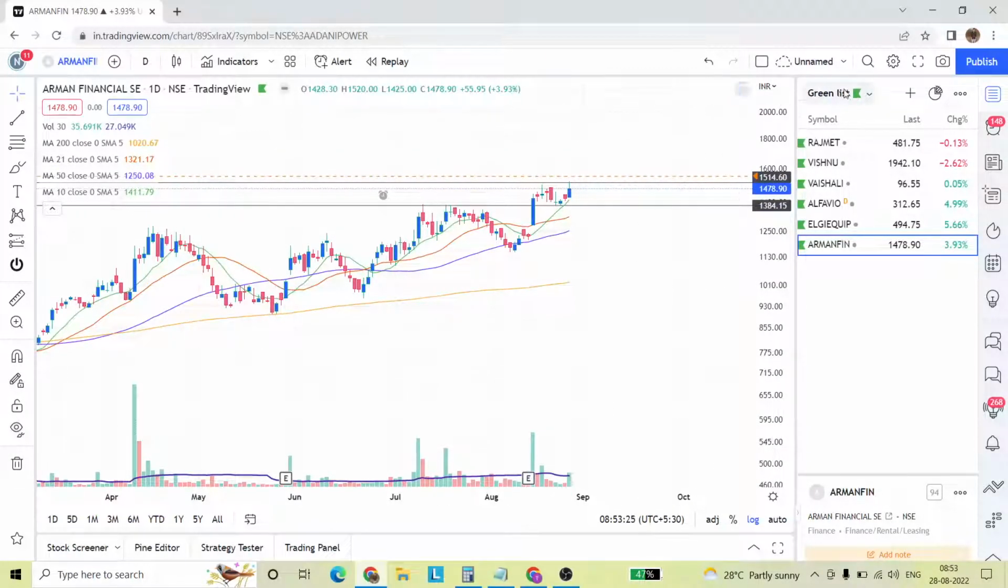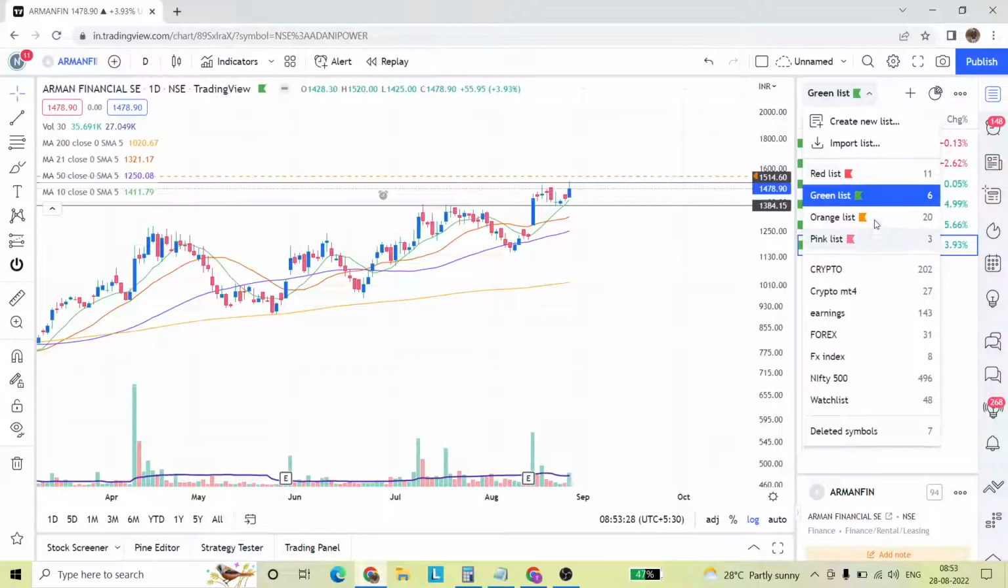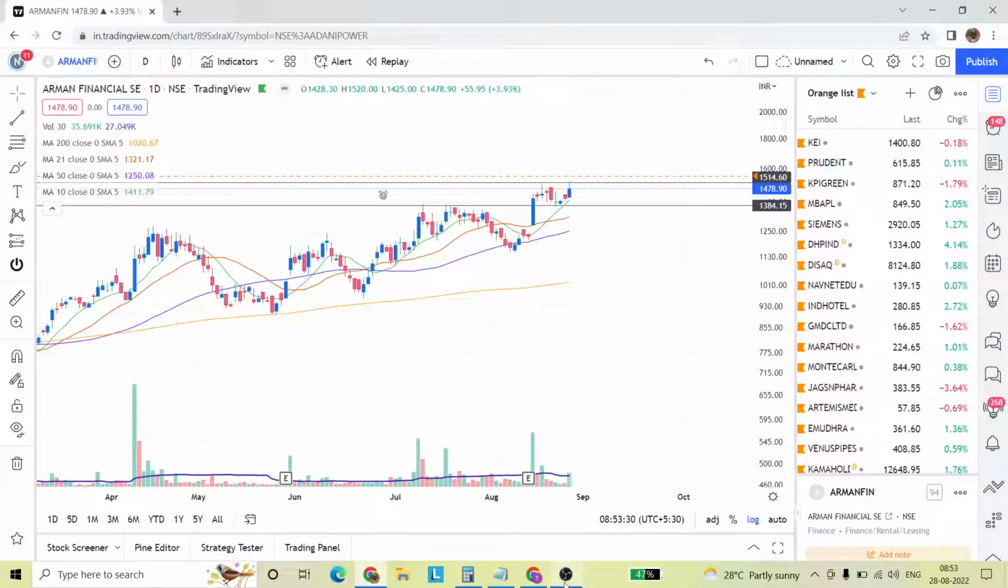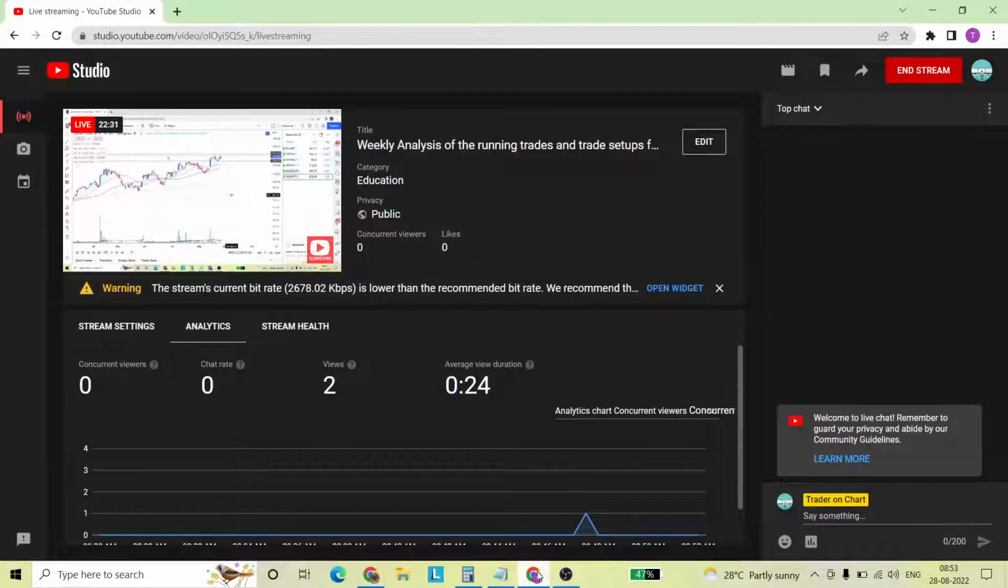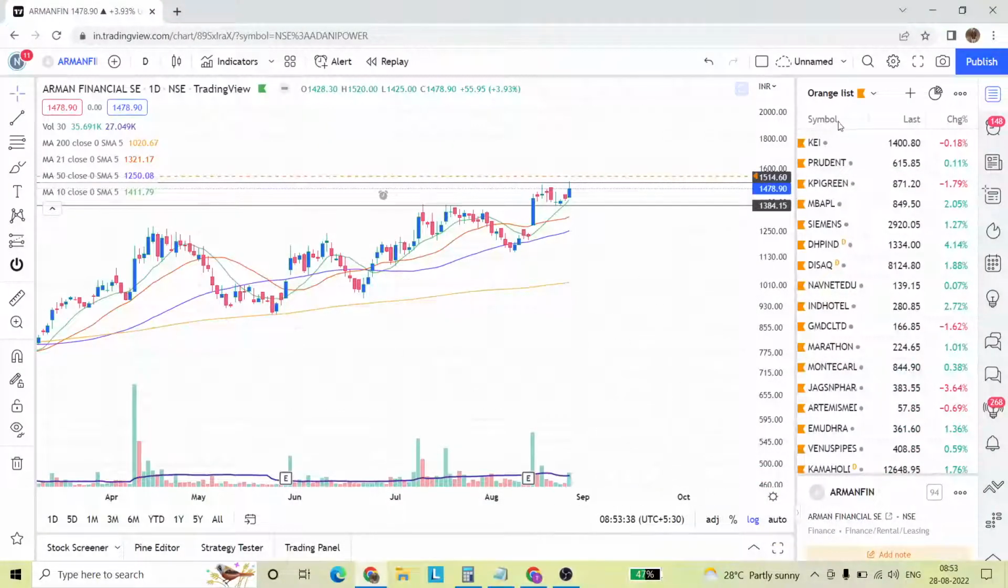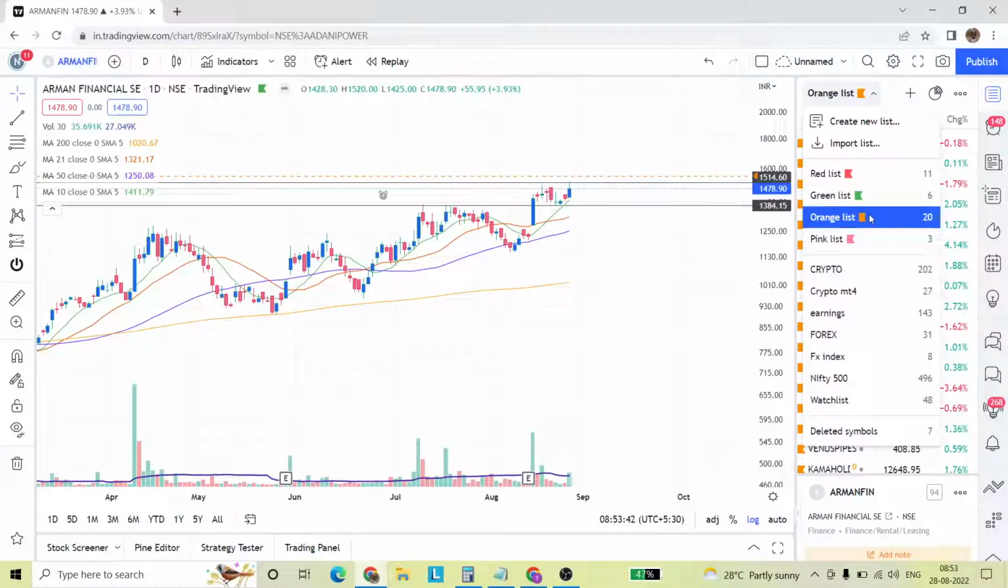So that is the running trades. Okay, now quickly let's go to my setups, or the analysis, the setups that I have identified to look for next week. So guys, you can see here in my orange list, this is the setup that I will be looking for next week.